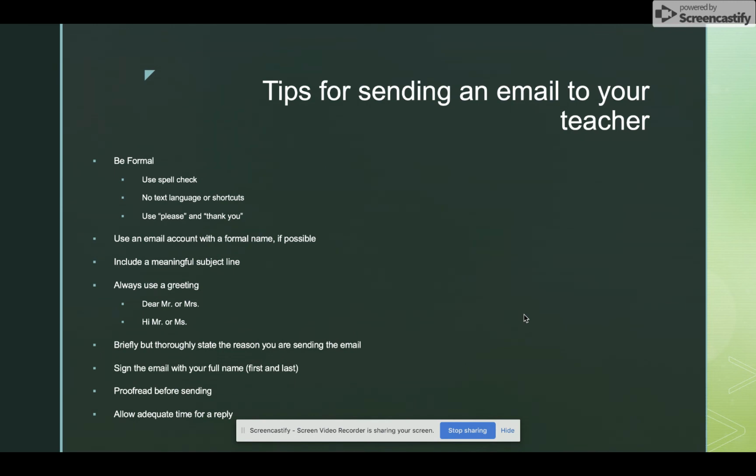So I need you to be as specific as possible. I need you to give me your name, the class that you're in, the assignment, and then what specifically in that assignment you don't understand or you need help with. Okay. So once you finish the email, you're going to sign off with your first and last name.